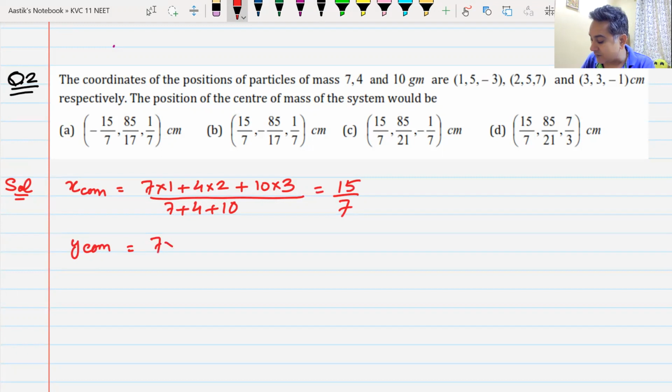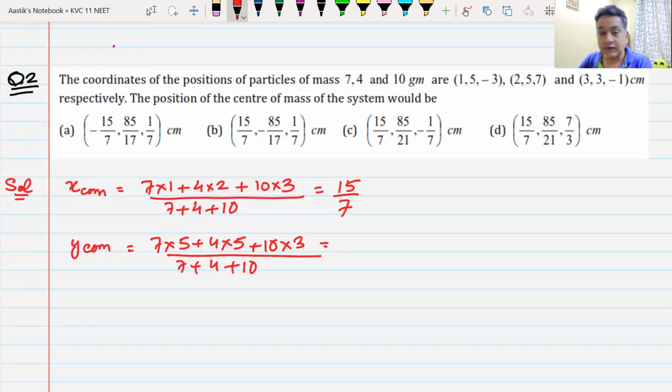The first mass is 7. The y position is 5, plus second mass 4, y position is also 5, plus the third mass 10, y position is minus 1. Not minus 1, see, I made a mistake. Y position is 3, multiplied by 3, divided by 7 plus 4 plus 10. And the answer that we are going to get, I think, is 85 by 21. Yes or no?